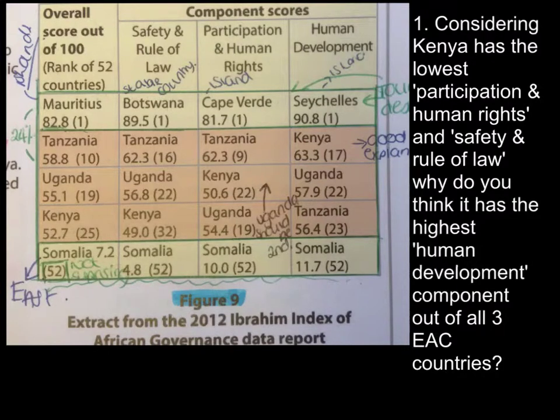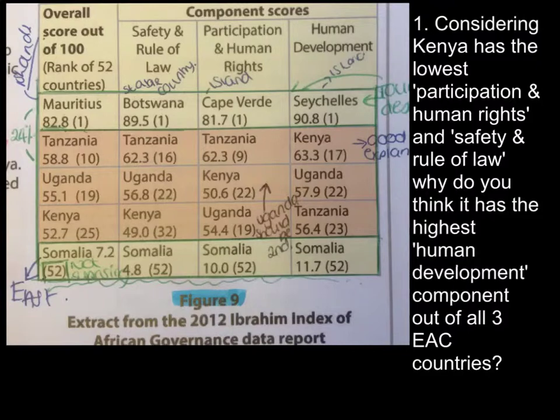At the bottom of the table, you can see that it's Somalia across the board, with all of them being ranked at 52nd place. This is in the eastern part of Africa, and as we all know, it is a very corrupt country anyway, which probably explains its instability and why it is so low on the table.